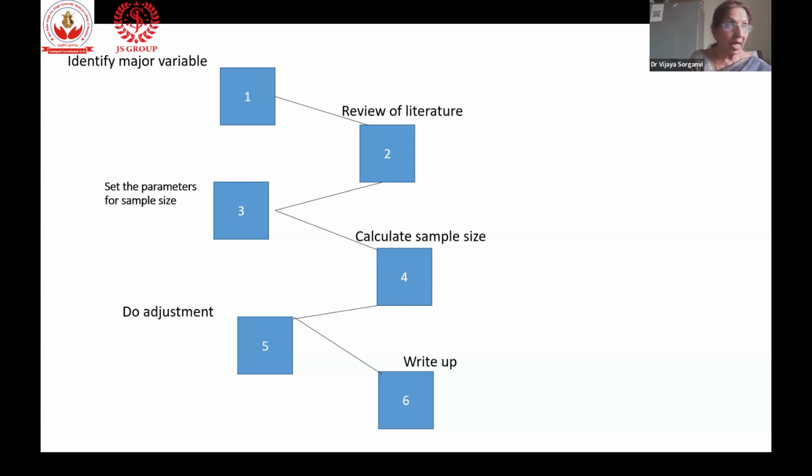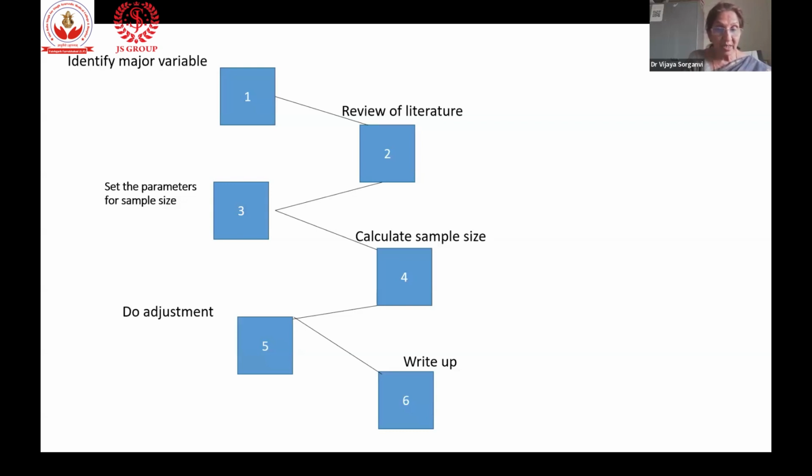The main adjustments are effect size, you might have heard, response rate, non-response rate, and two or three others. There is also finite population. If we know the frame of the population, we can apply the finite population correction to adjust the sample size. So we do some adjustments, and the last step is the write-up.